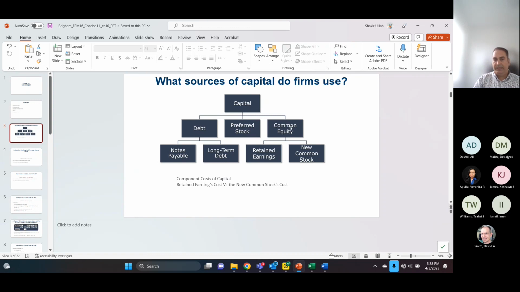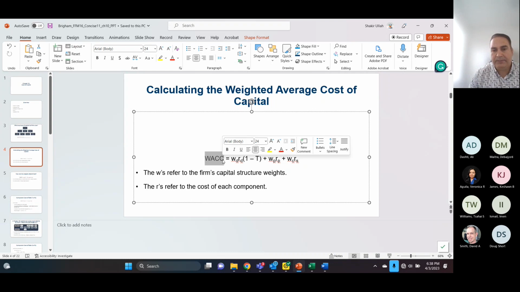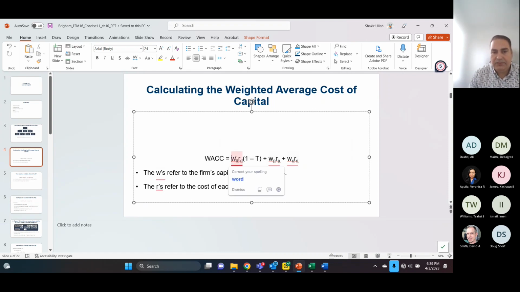So let's have a look at the main equation that we're going to use in this chapter. That is what we call the weighted average cost of capital. Now, in short, we call this WACC, weighted average cost of capital. And it is made of these three components.